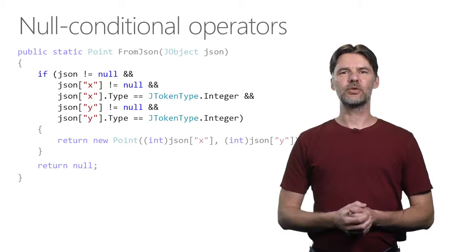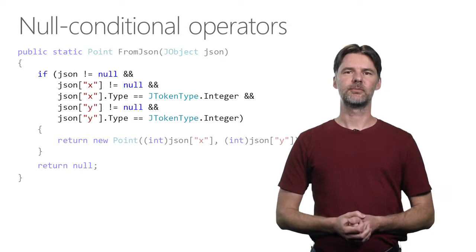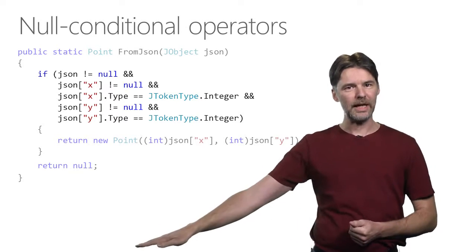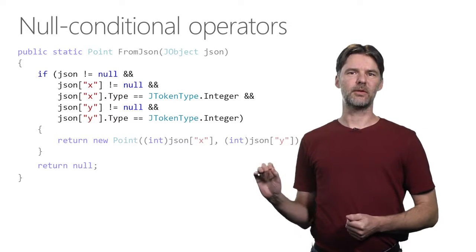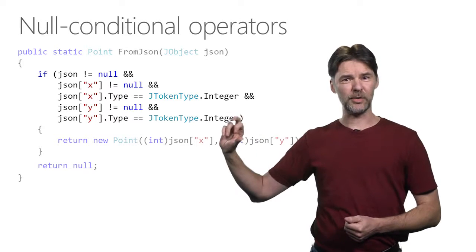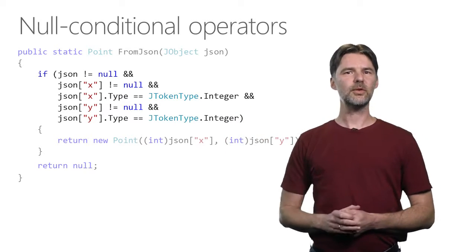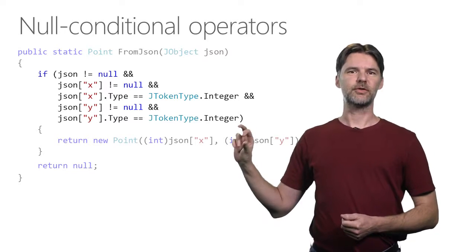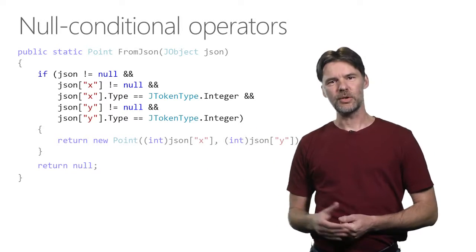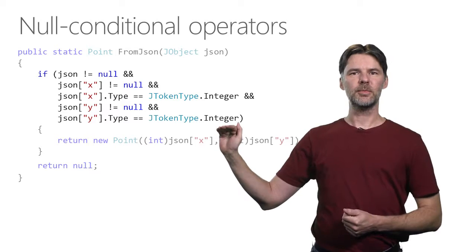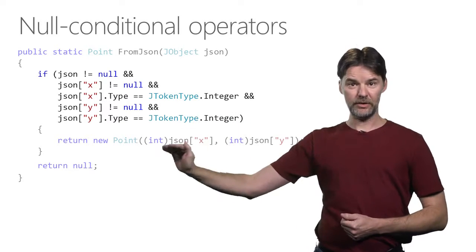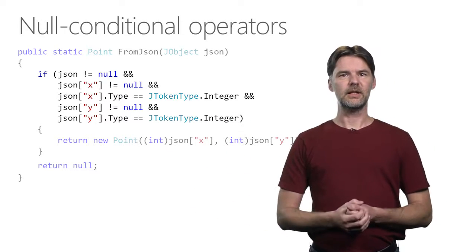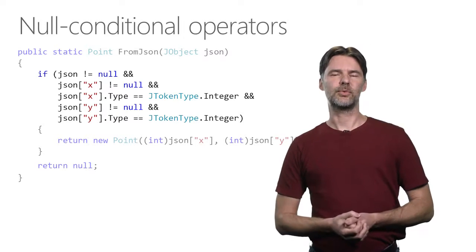Let's also look at a method to turn JSON back into point objects. The logic to actually do that is just one line of code. The bulk of the method, though, is taken up by checking before you do that you actually can do it. And most of that checking is about checking for null. First, we check that JSON itself is not null before we index into it. Then we check twice here that the result of indexing isn't null before we access its type property.